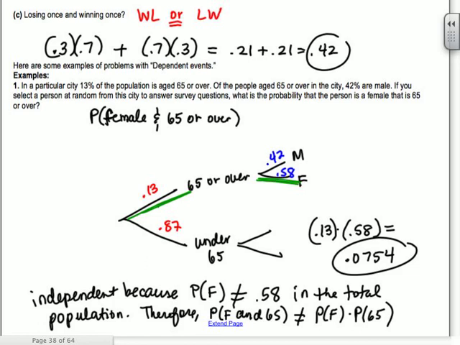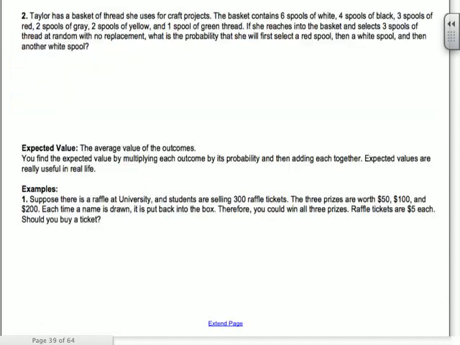The probability that you're 65 or over is the 13 that we used. But the probability that you're female, we have no idea what that is. We only know the probability that you were female given that you were 65 or over. Okay, so it's kind of tricky, so draw a tree.